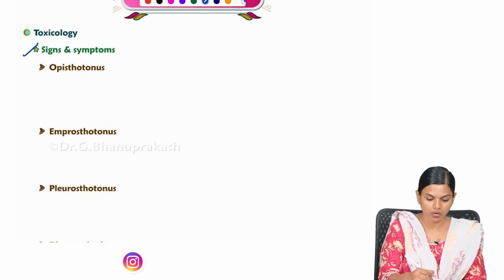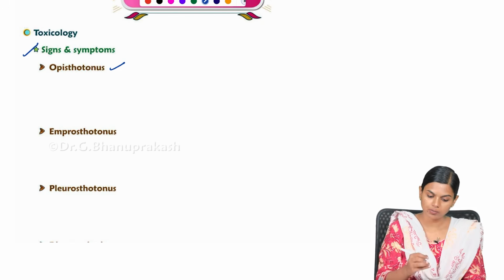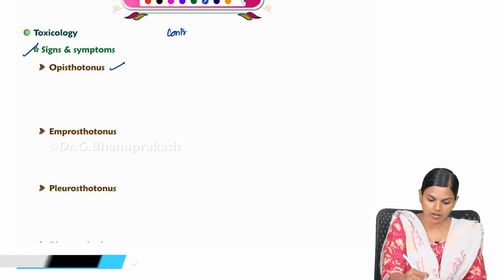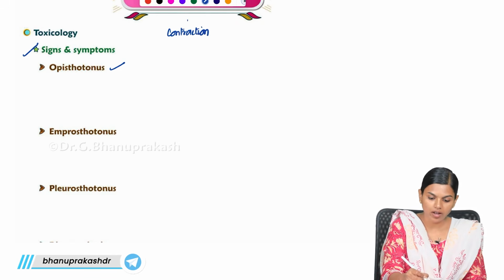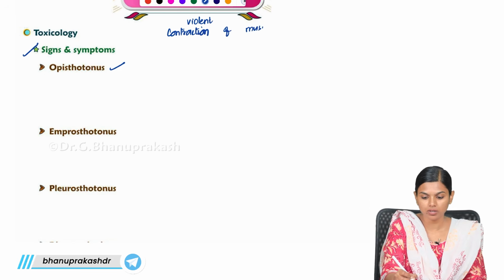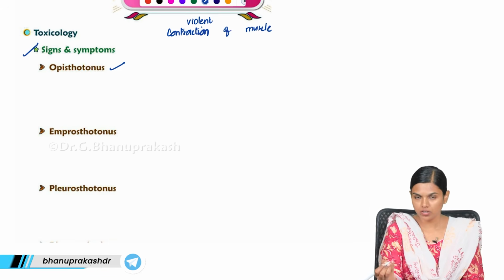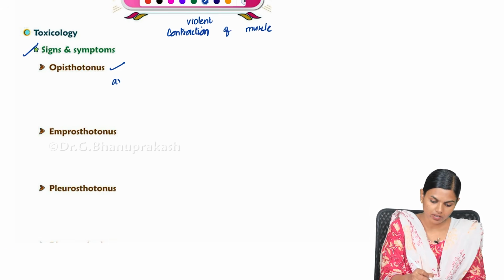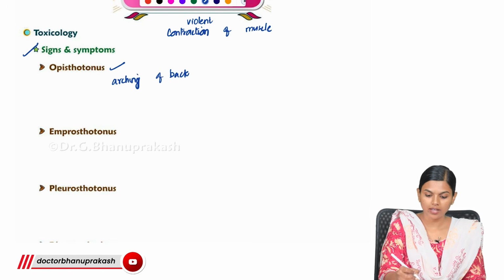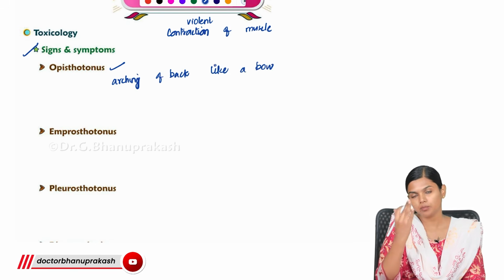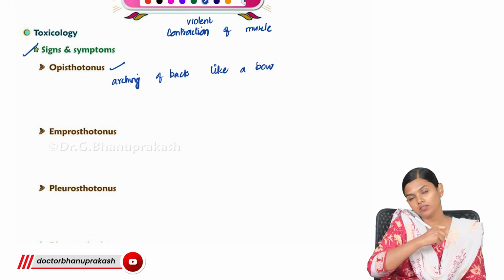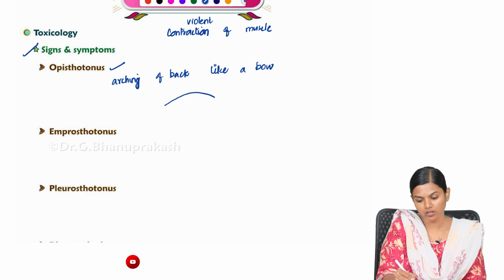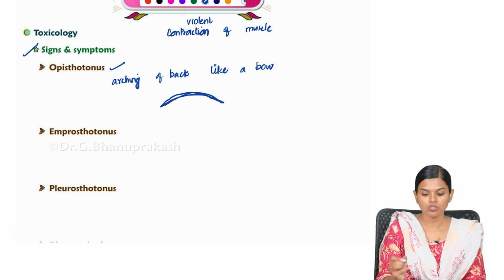First is opisthotonus. All the signs and symptoms will be due to contraction, that too violent contraction of muscles. So this is the symptom that you will be seeing. So opisthotonus is arching of back, like a bow. All your posterior muscles will contract and the body will look like a bow, like that. Your body will arch. So this is opisthotonus.